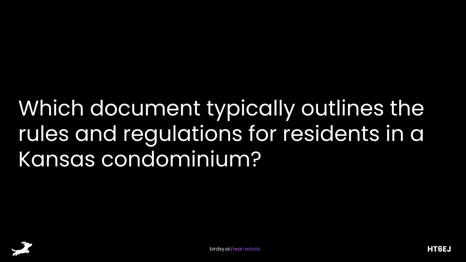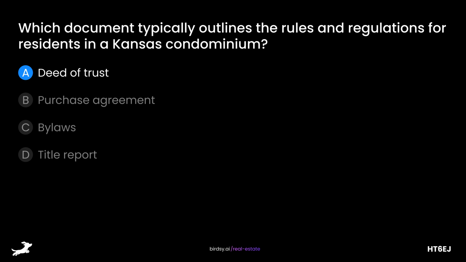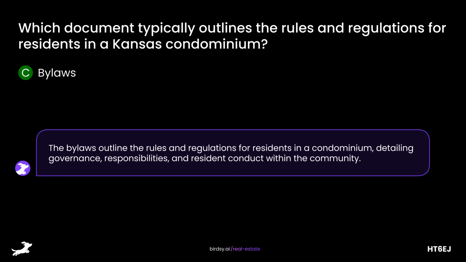Which document typically outlines the rules and regulations for residents in a Kansas condominium? Is it A, deed of trust, B, purchase agreement, C, bylaws, or D, title report? The answer is C. The bylaws outline the rules and regulations for residents in a condominium, detailing governance, responsibilities, and resident conduct within the community.